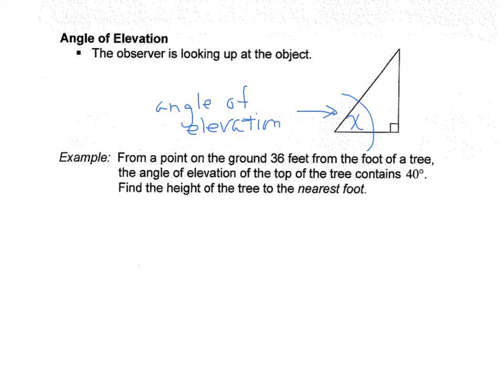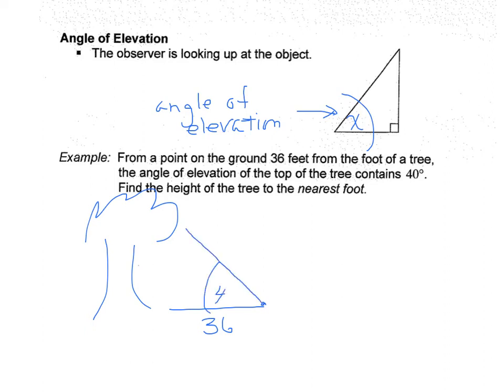All right, from a point on the ground 36 feet from the foot of a tree. All right, so here's our tree. Point on the ground 36 feet from the tree. There we go. The angle of elevation to the top of the tree contains 40 degrees. So here's the angle of elevation. It's 40 degrees. They want us to find the height of the tree.